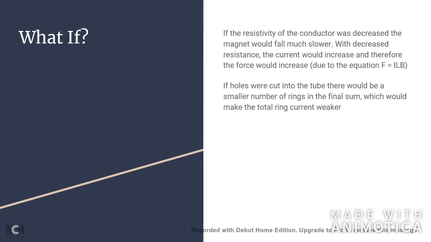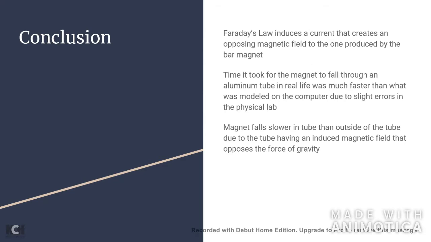If the resistivity of the conductor was decreased, the magnet would fall much slower. With decreased resistance, the current would increase, and therefore the force would increase, due to the equation F equals ILV. If holes were cut into the tube, there would be a smaller number of rings in the final sum, which would make the total ring current weaker.